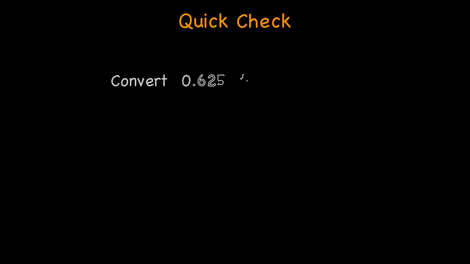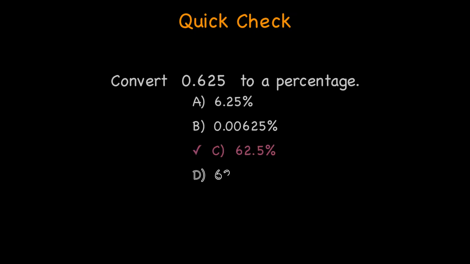Quick check. Convert 0.625 to a percentage. Is it A, 6.25%, B, 0.000625%, C, 62.5%, or D, 625%? Think carefully before I reveal the answer.